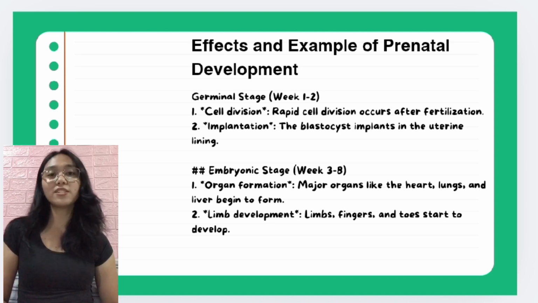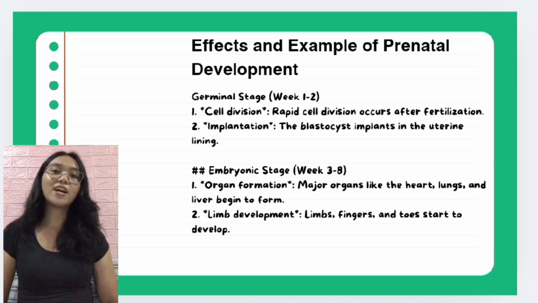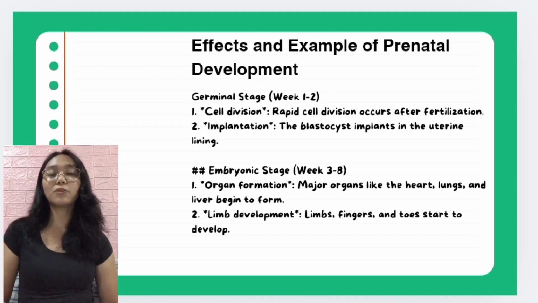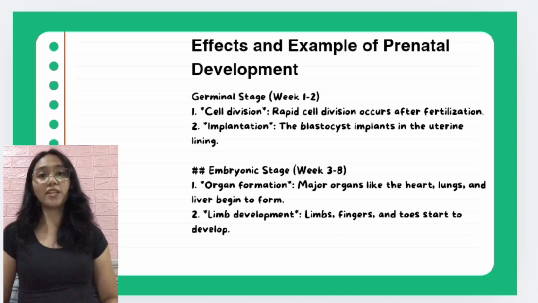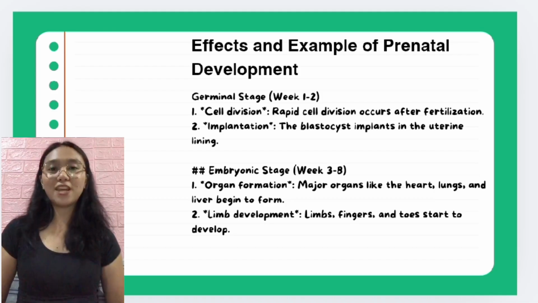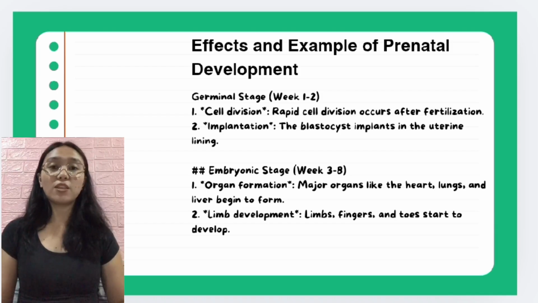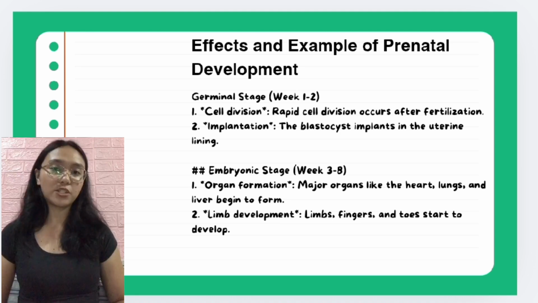This is the earliest stage of pregnancy, beginning at conception and lasting until implantation in the uterine wall. Cell division and differentiation: after fertilization, the zygote undergoes rapid mitotic divisions, forming a cluster of cells called a blastocyst. Implantation: around day 6 to 10, the blastocyst embeds itself into the uterine lining, establishing the connection needed for nourishment.